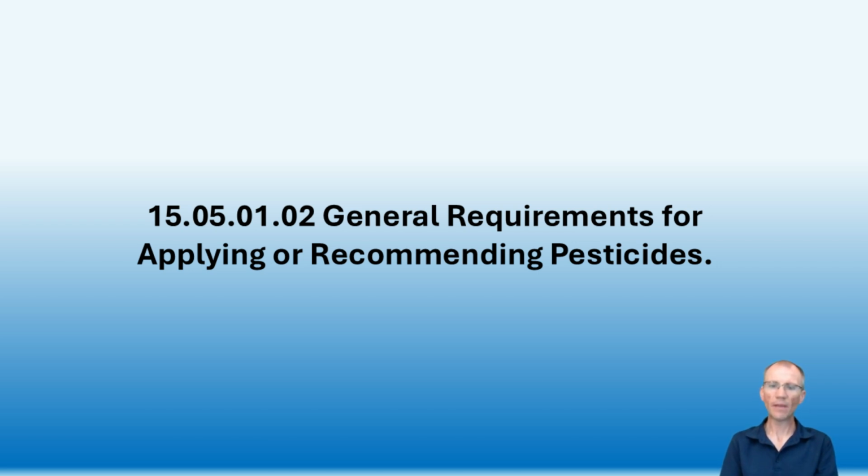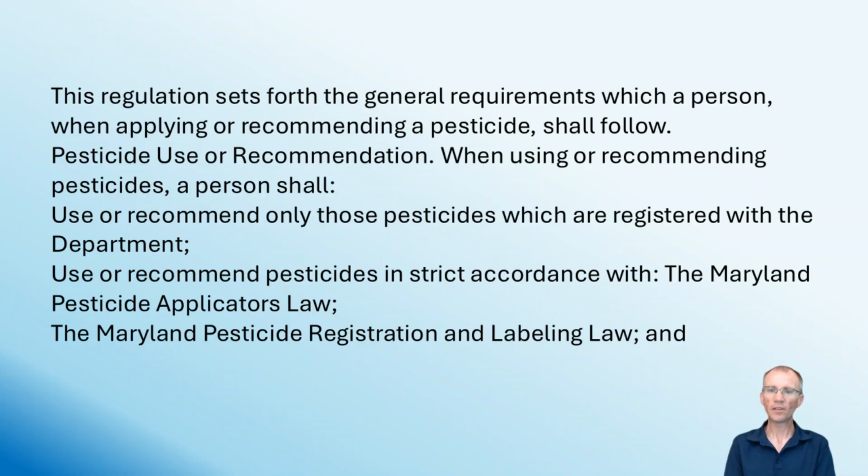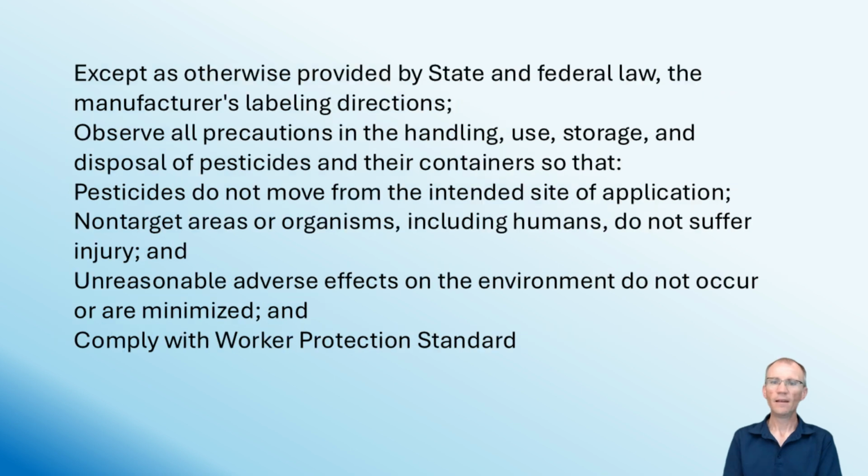15.05.01.02 General Requirements for Applying or Recommending Pesticides. This regulation sets forth the general requirements which a person, when applying or recommending a pesticide, shall follow. Pesticide use or recommendation. When using or recommending pesticides, a person shall use or recommend only those pesticides which are registered with the department. Use of recommended pesticides in strict accordance with the Maryland Pesticide Applicators Law, the Maryland Pesticide Registration and Labeling Law, and, except as otherwise provided by state and federal law, the manufacturer's labeling directions.